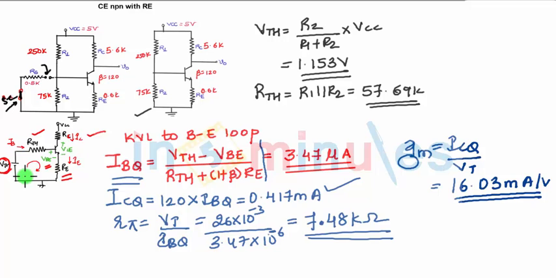Now this is the DC analysis, and for AC analysis you also require the value of RO, but since VA is given as infinity, what will be the value of RO? RO will be infinite, as I have told you. So all these values we require in AC analysis.